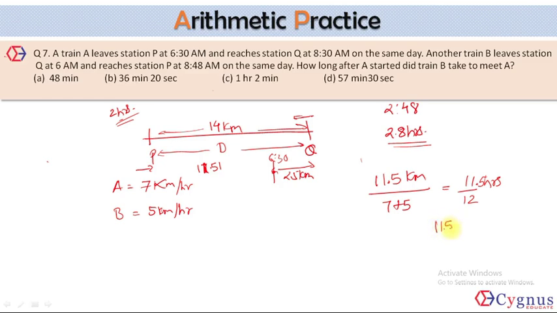If you want to convert that into minutes, you'll multiply it by 60. This will cancel out 5 times. So what do you get? 11 into 5, 55. 0.5 into 5 is 2.5. So I'll get 57.5 minutes. 57.5 minutes means which option? Last option, that is the fourth one. Next one.